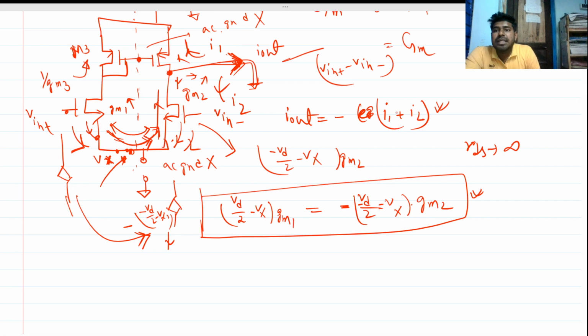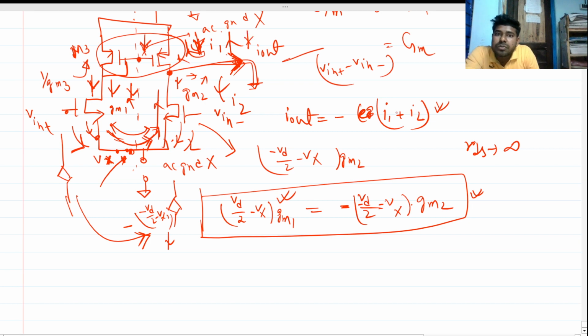Now we can see that this current is also nothing but this current, right? And the current mirror effect makes this current like this, right? Sorry, 1 minute. So this current is flowing in this path, right? The current Vd by 2 minus Vx times Gm1 is flowing through this path. So the same current will be flowing through this path as well, in this direction. So the current through this path will be nothing but Vd by 2 minus Vx times Gm1.